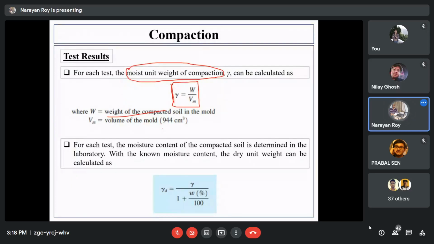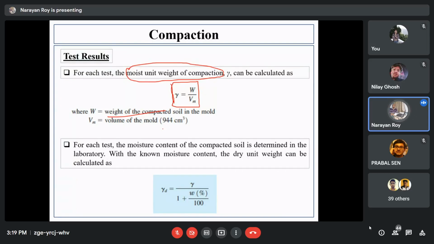Now, once the weighing is over, you collect a little amount of soil sample from the mold and put it into the oven. You have to take out that soil sample from the oven after 24 hours. After the soil sample is fully dried, you can easily calculate the moisture content the soil had. How do you get the moisture content? Moisture content has a simple formula: weight of water by weight of solid.